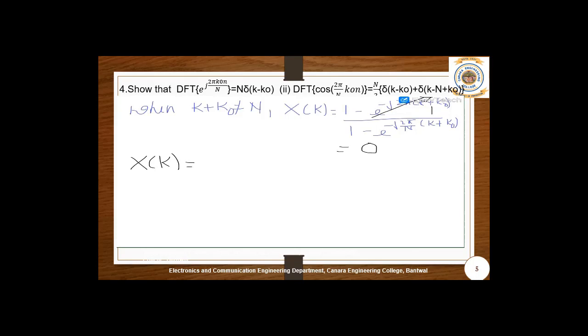I can summarize the two conditions and write X of k as follows. From the DFT of the first one, that is DFT of e to the power j 2 pi by N k naught n, it is N delta of (k minus k naught). Whereas from the second one, I can write N delta of (k minus N plus k naught). In other words, I can write this as delta of (k plus k naught minus N). So this is the answer.